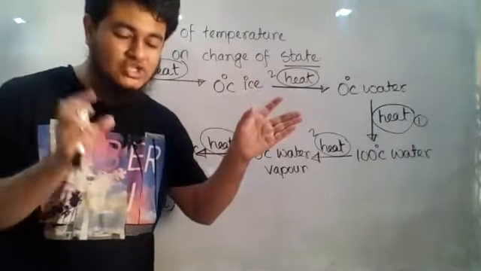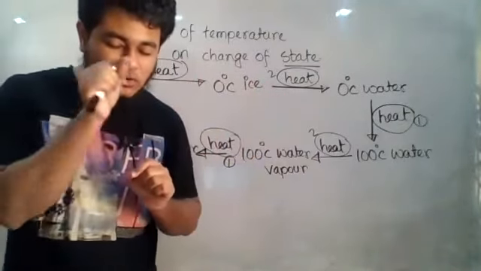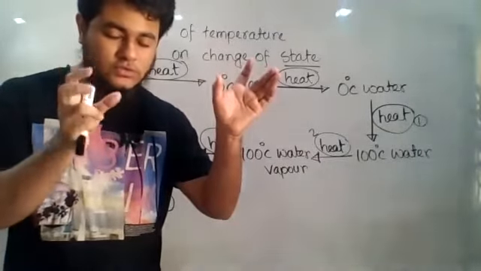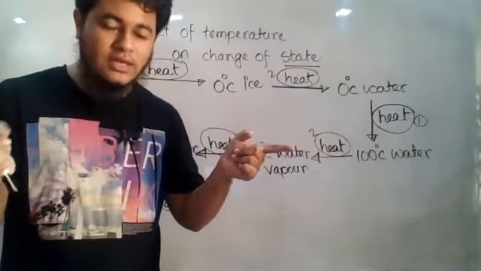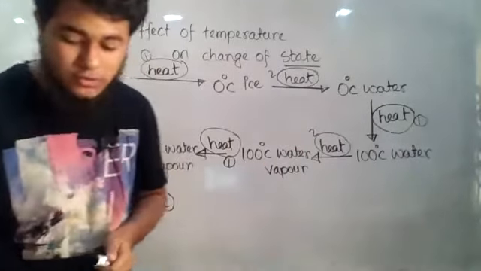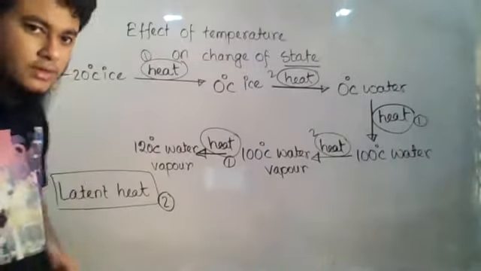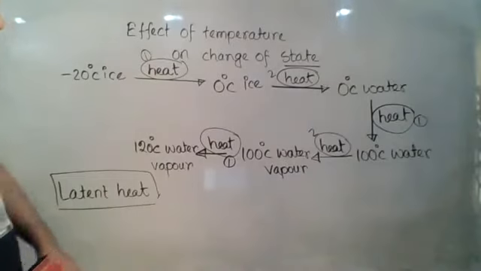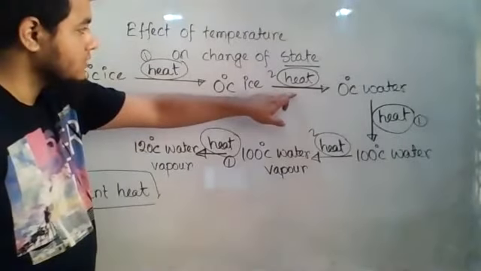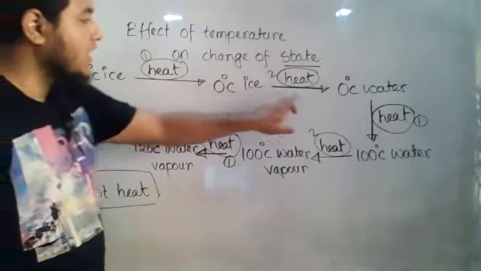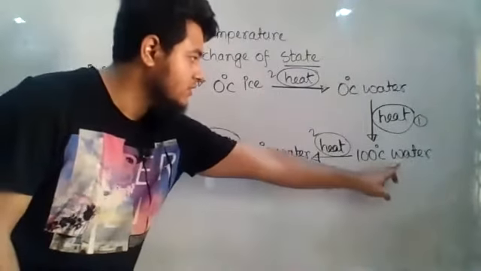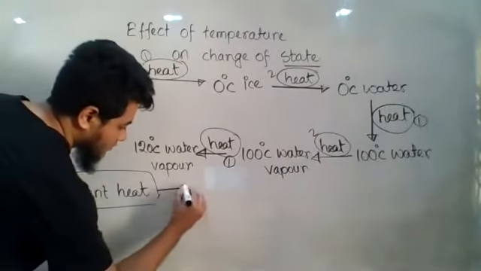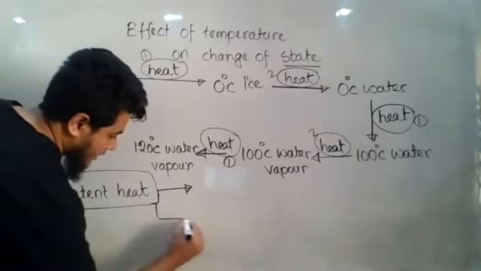So for latent heat, the change of temperature, in the answer you will look for 0. The change of temperature for latent heat, in the option you will look for 0 because no temperature change is occurring. So temperature change is 0. Very important. Now this latent heat, we can see that two latent heats are here. Here we have one latent heat which converts ice to water, another latent heat which converts water to water vapor. So latent heat has two types.